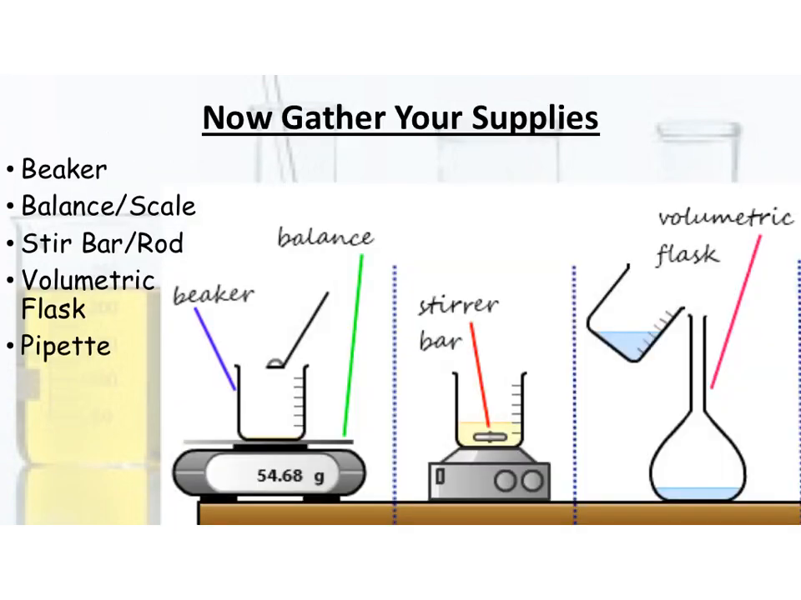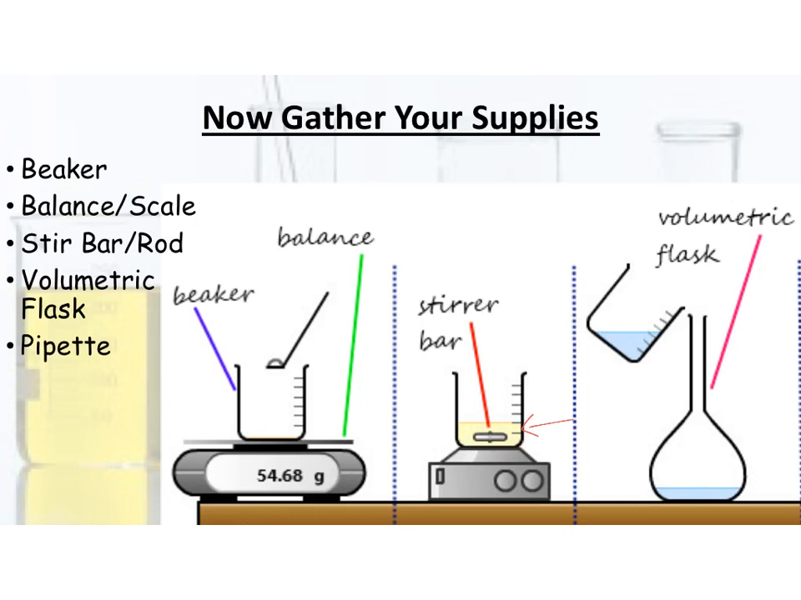Okay, so we're going to need a beaker or a weigh boat. You could use a weigh boat to measure your solid. You're going to need a balance or scale, something that's going to help you with your mass. You need a stir bar, and you can use magnetic stir bars. They kind of spin around on the bottom. Very useful little thing. Or if you have to go old-fashioned, you can always use a stir rod.